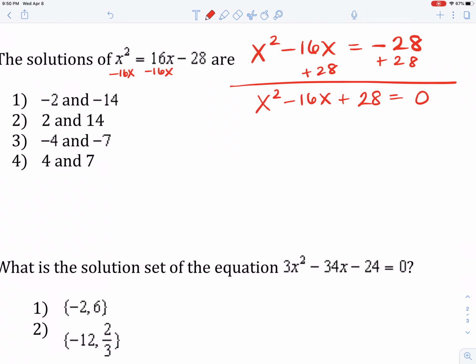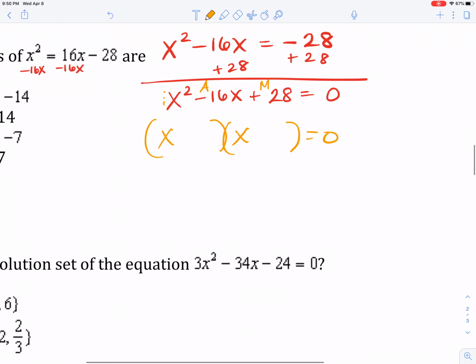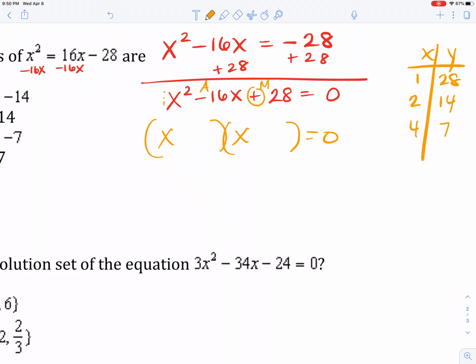And now I have a trinomial where the leading coefficient is 1. They have to add to negative 16, multiply to 28. So I know I'm going to have x times x for the x squared, numbers that multiply to 28. 1 times 28, 2 times 14, 4 times 7. It's a positive 28, so they have to have the same sign. So they're either both factors going to be positive in the table or both negative. Since they're adding to a negative, I know they're going to be both negative. Which pair also adds to negative 16? The negative 2 and negative 14.